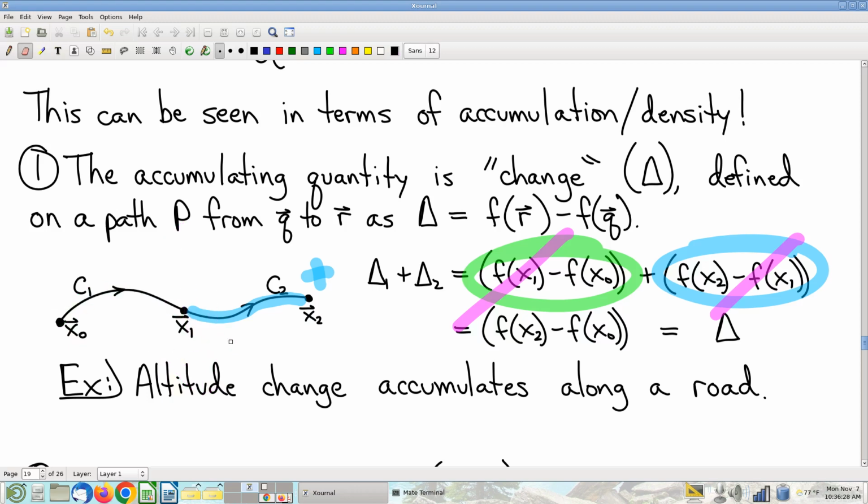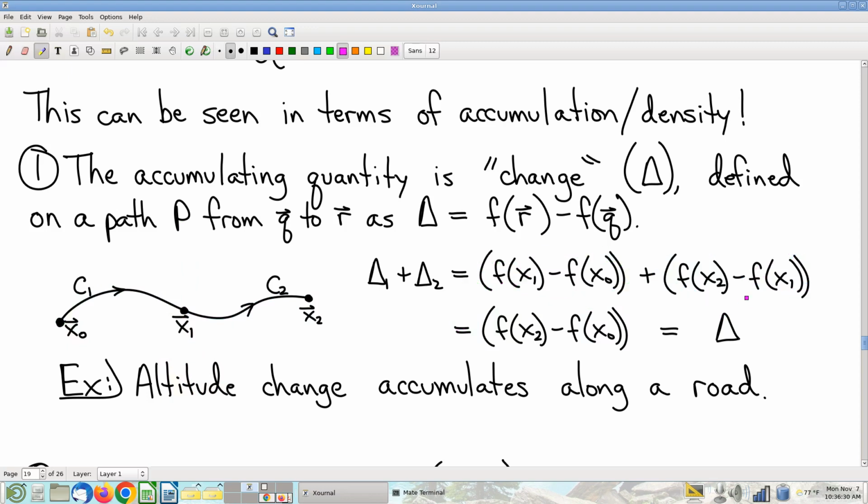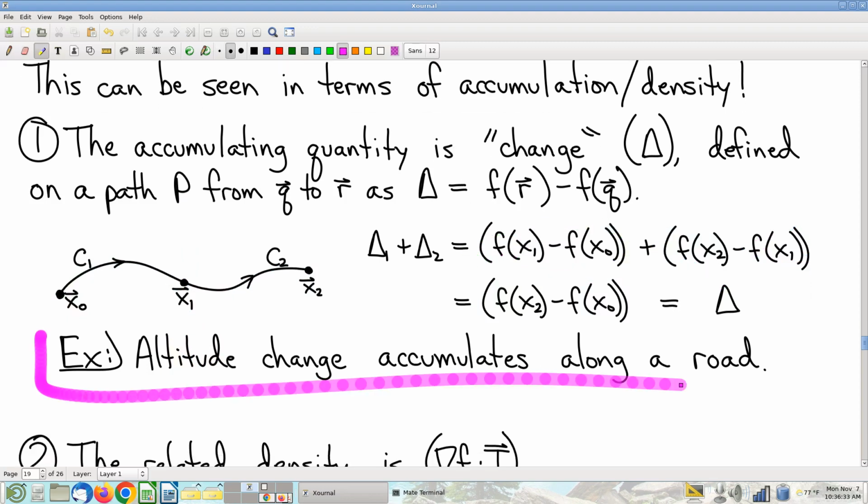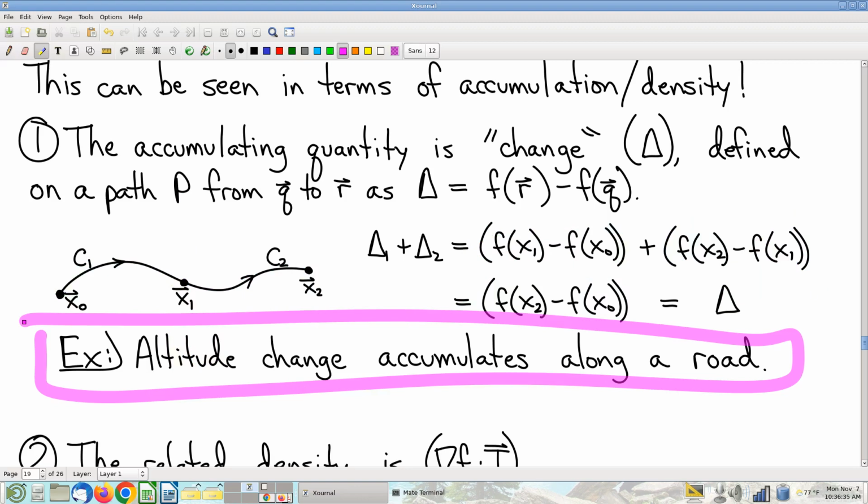All right. So as a relatable physical example, you can think about this as talking about how altitude accumulates. Change in altitude accumulates as you drive along a mountain road. If for the first 10 minutes of your drive, you gain 100 feet of altitude, and for the following 10 minutes, you gain 200 feet of altitude, well, then for those 20 minutes, you gain 100 plus 200, namely 300 feet of altitude. It just adds. Of course it does.